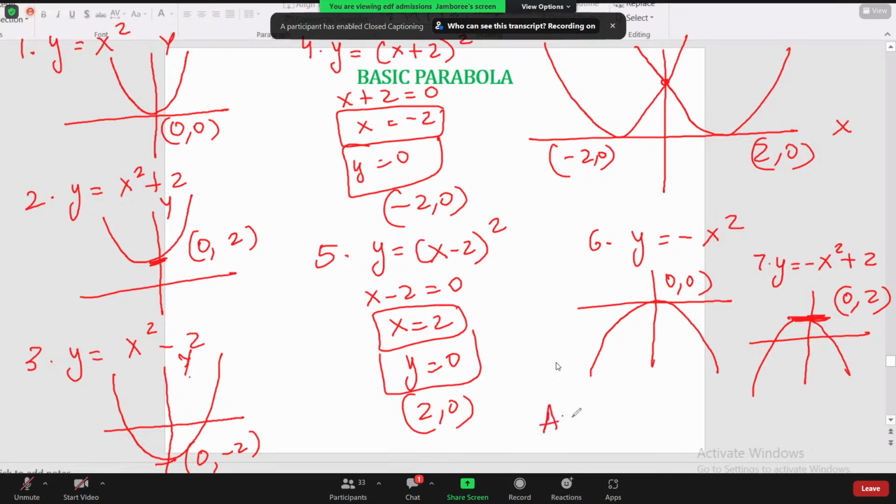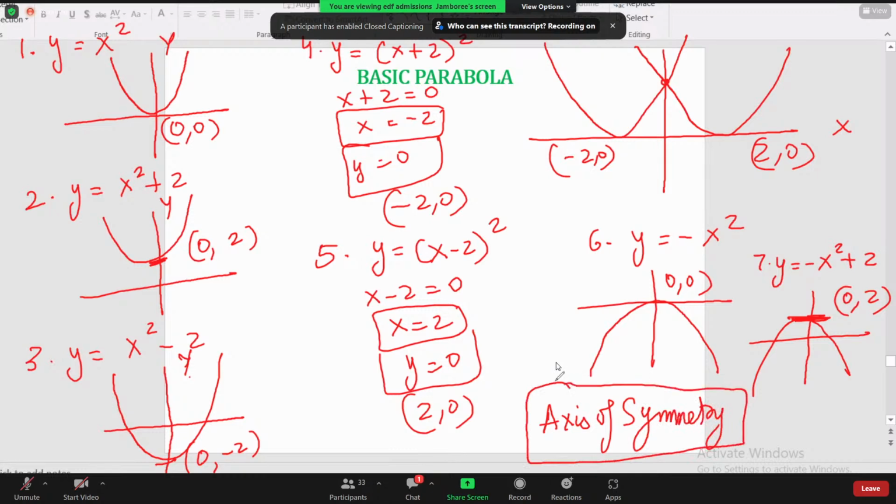Lastly, if you talk about the concept of axis of symmetry, what you need to remember here is that the axis of symmetry will be a line which divides the parabola into two equal halves and always passes through the vertex of the parabola.